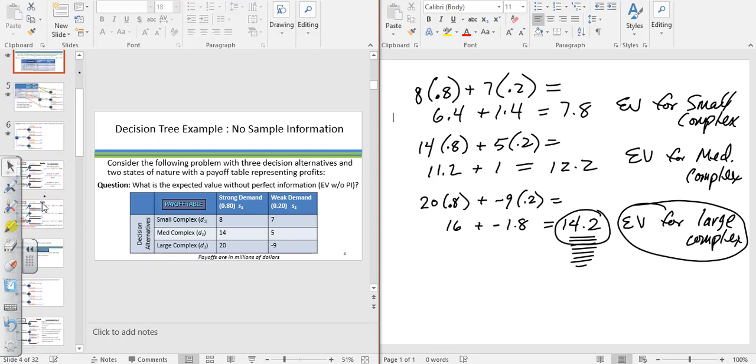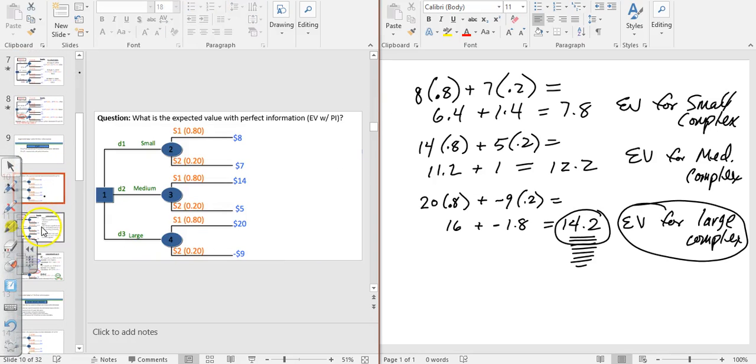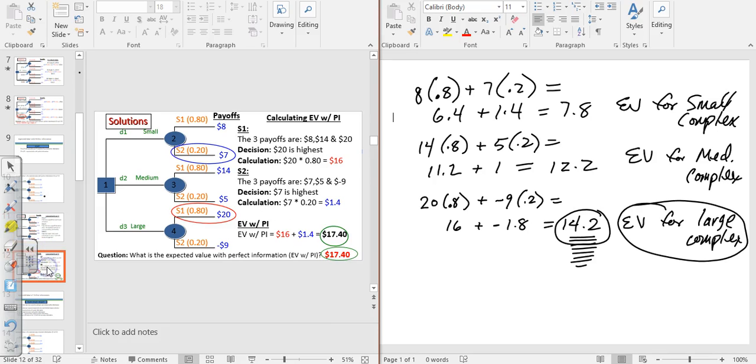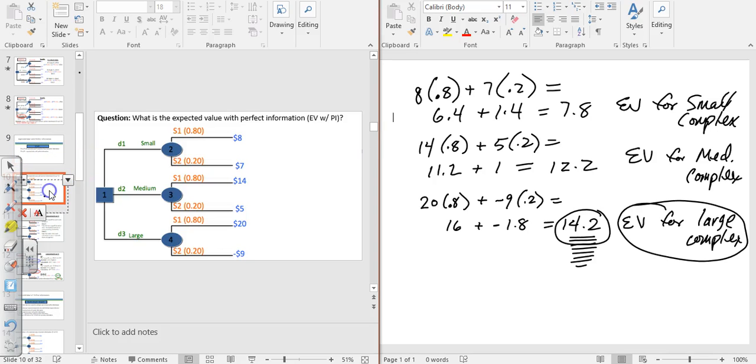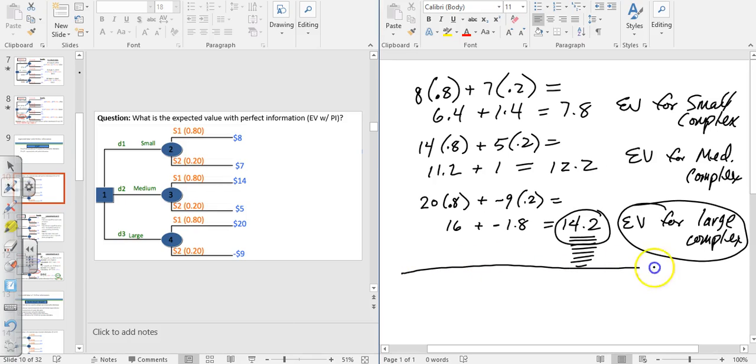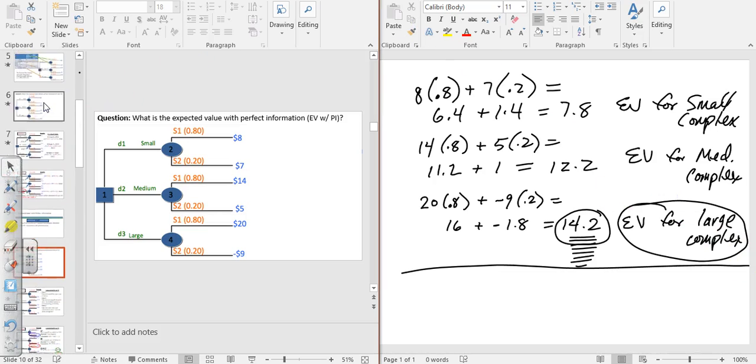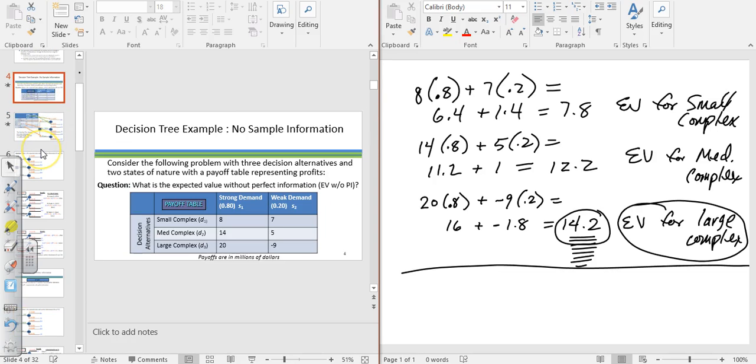So we're going to do the exact same thing. It's in table form, and it's in tree form now. Don't want to get confused. So what is the expected value with perfect information? And actually, let's get the pen out here again. We'll go back to the table because I think that worked nicely last time. Okay, expected value with perfect information.